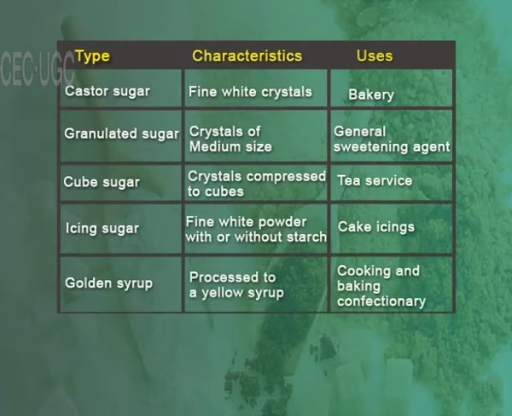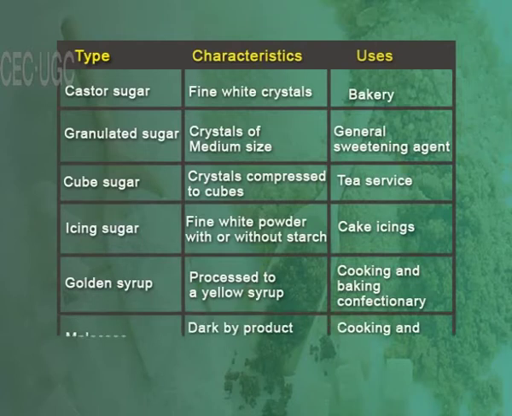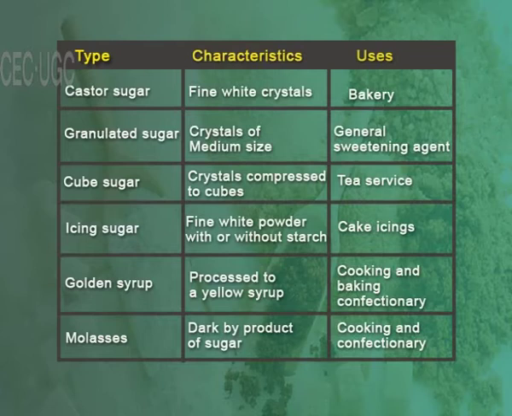Fifth type of sugar is golden syrup. It is a processed yellow syrup which is used for cooking and baking confectionery. The sixth type is molasses, which is a dark product of sugar, a raw product from which the crystals of sugar get precipitated. It is used in cooking and confectionery.